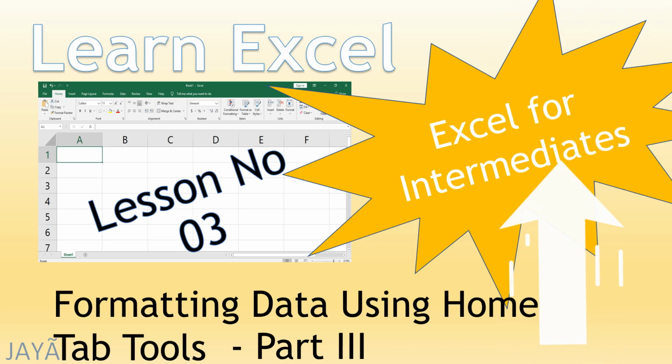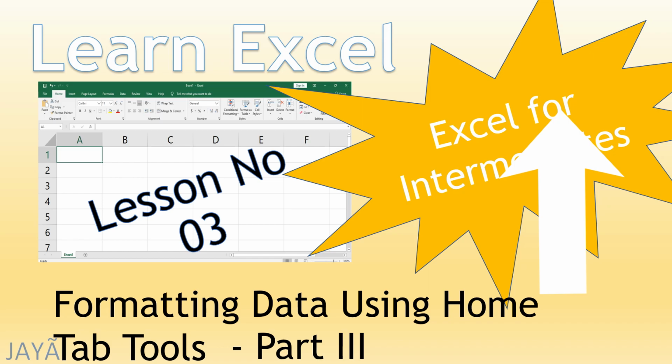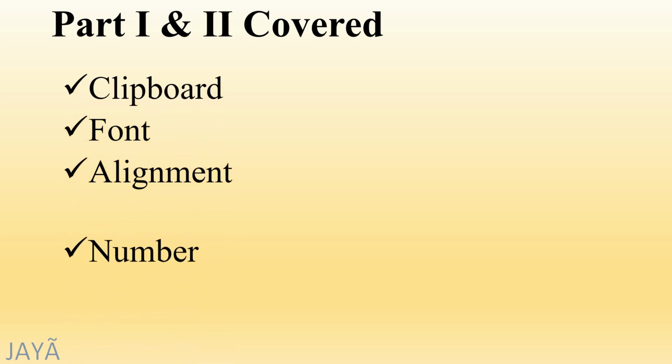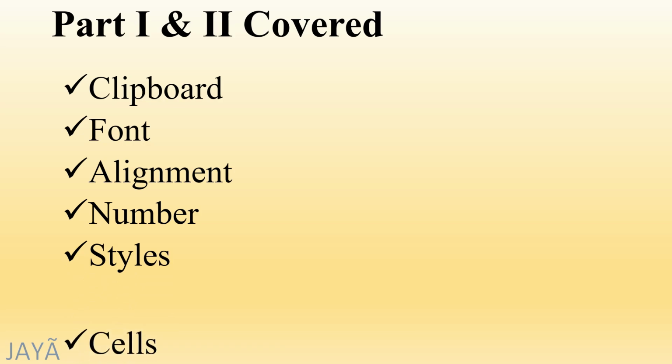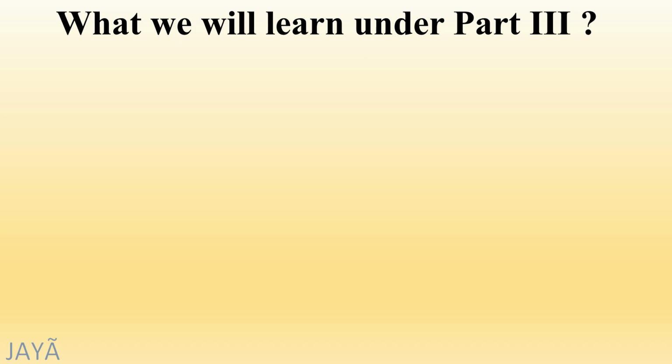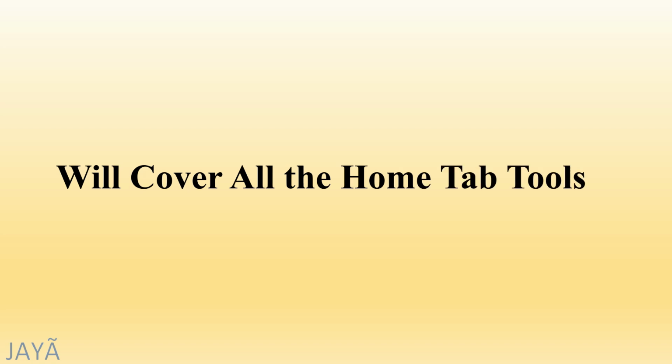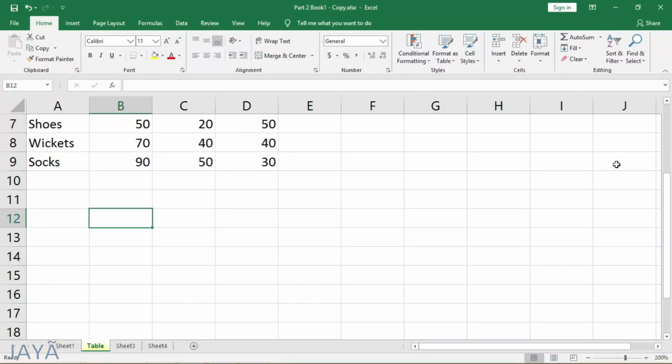If you didn't watch part 1 and 2, please make sure you watch them as well. In part 1 and 2, we discussed tools relating to clipboard, font, alignment, number, styles, and cells. Today, under part 3, we will discuss tools relating to editing. With that, you will have covered all the tools in Home tab by the end of this video. Okay. Now we have come to the last section.